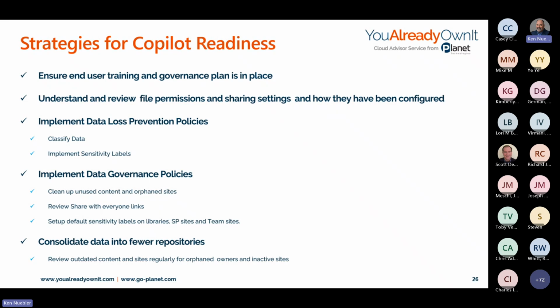And then set up default sensitivity labels on libraries, SharePoint sites, and team sites. This could be a huge help for you in protecting all the documents in a specific library, SharePoint site, or team site. And then obviously consider data in fewer repositories. The fewer repositories, the less chance of having a risk, right? So review outdated content and sites regularly for orphaned owners and inactive sites.